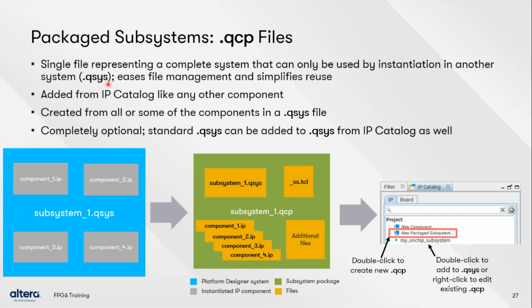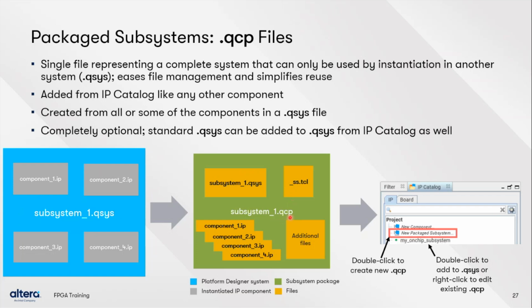There was a main .qsys file for the subsystem, and there would be related files to that .qsys file. In the Pro Edition, you know that we've got these .ip files. A .ip file represents the parameterization of each of the components in a system. So previously, if you wanted to reuse a system like this, you had to manage the .qsys and all of the associated files. But subsystem packaging basically smushes all of these files together into a single file with a .qcp extension.